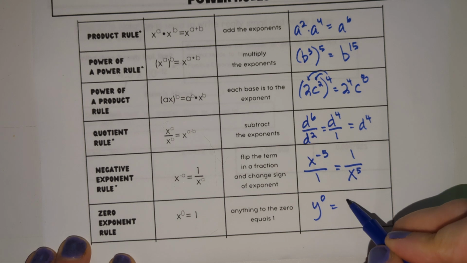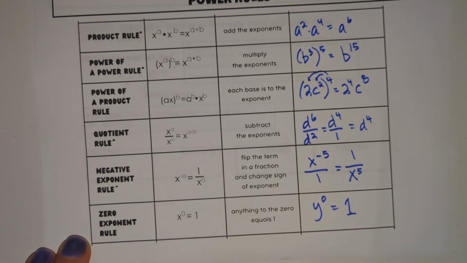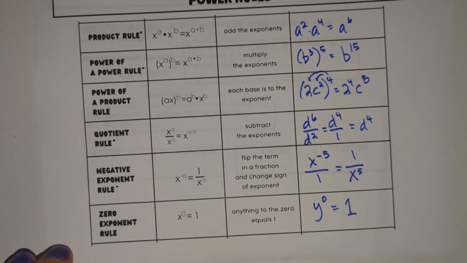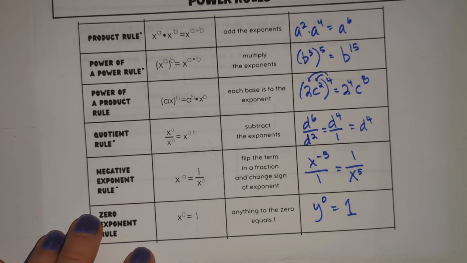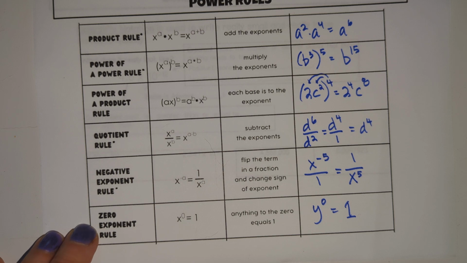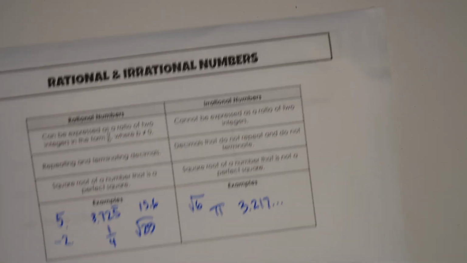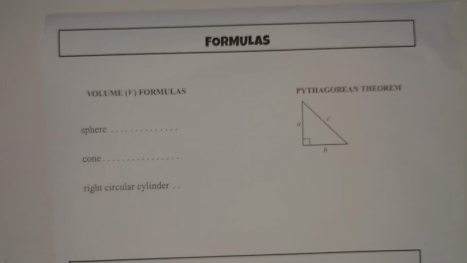Anything to the 0 power is always equal to 1. Okay, so make sure you have those examples written on your notes. Again, you'll be able to use these on your final, so you'll want to be able to refer to these. All right, next, let's go to the back side of this.